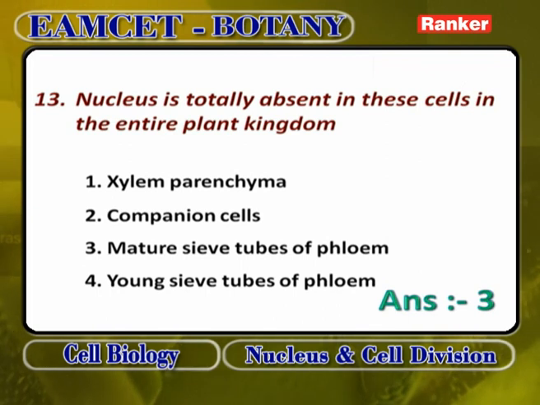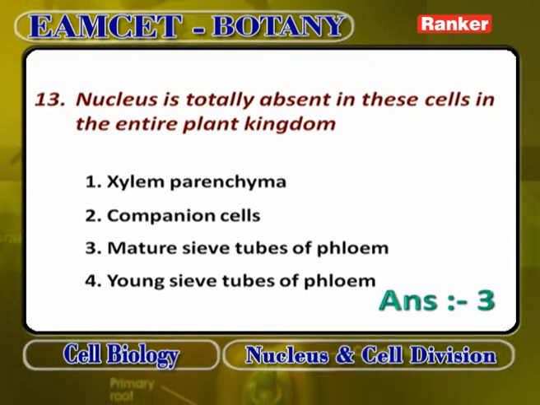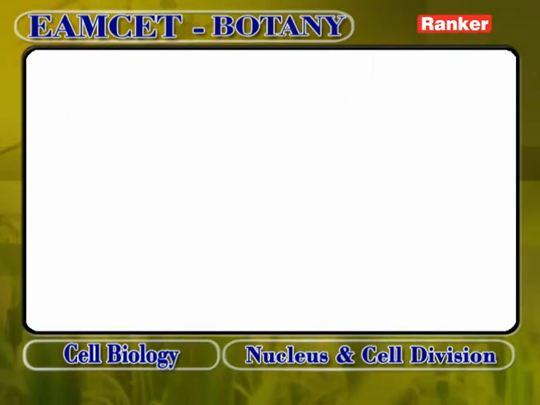Then young sieve tubes of phloem. Young sieve tubes of phloem definitely contain nucleus. So, xylem parenchyma contains nucleus, companion cells contain nucleus, young sieve tubes of phloem contain nucleus. The only component without nucleus is mature sieve tubes of phloem. So, old sieve tubes or developed sieve tubes or mature sieve tubes of phloem are enucleate or without nucleus. Answer is 3.